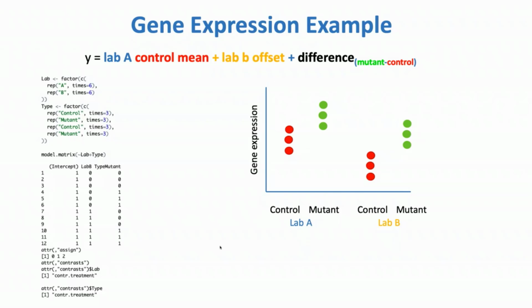So on the left is just some R code. But what this does is it explains the model matrix, which is called a design matrix. This is something that these algorithms will take in to understand the experimental design, right? So you can see that from 1 to 12, these are our samples. The first 6 samples are from lab A, and the other 6 are from lab B. And then we have mutants, which are the samples 4 to 6 and 10 to 12.